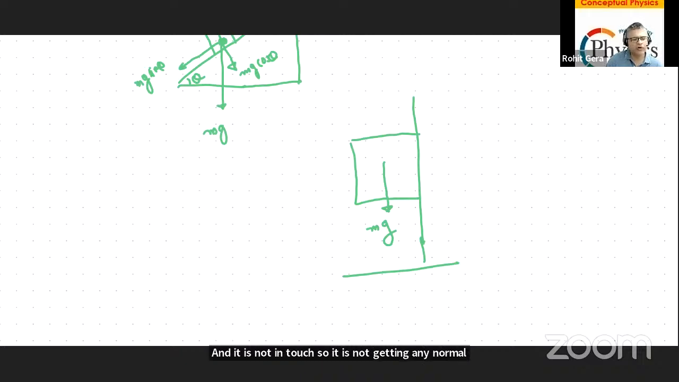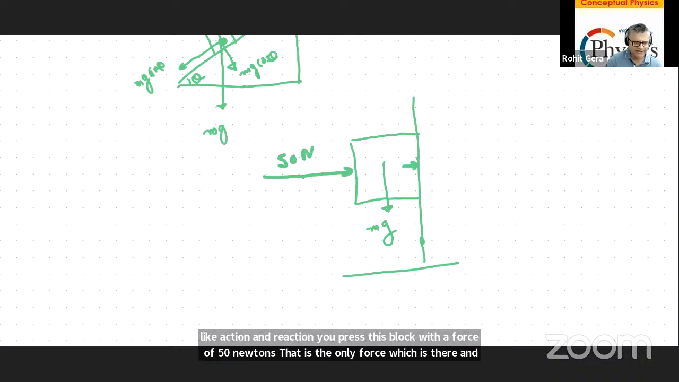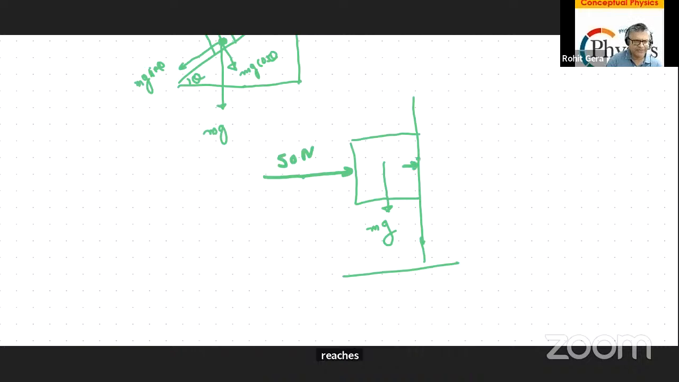What is it that you do? And here comes the contribution of the normal force again, like an action and reaction. You press this block with a force of 50 newtons. That is the only force which is there and reaches here. Okay, so 50 newtons is the force being experienced by the wall now. The wall in turn pushes it back with a force of 50 newtons.